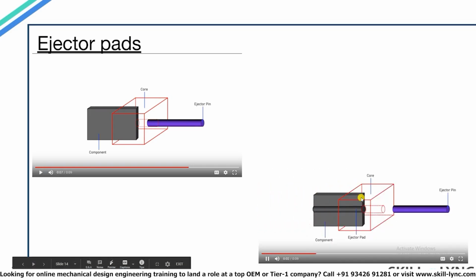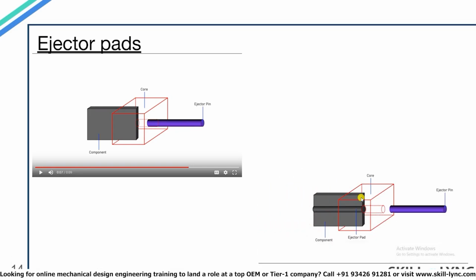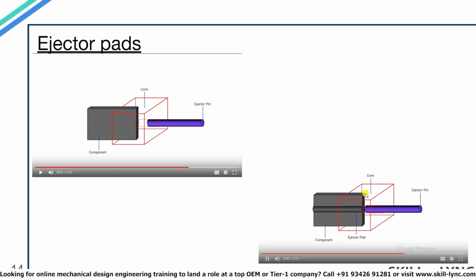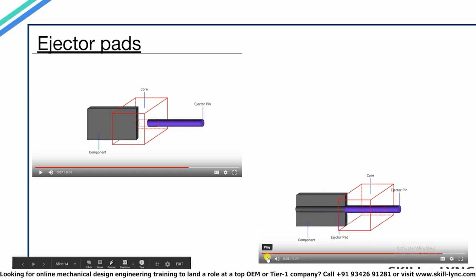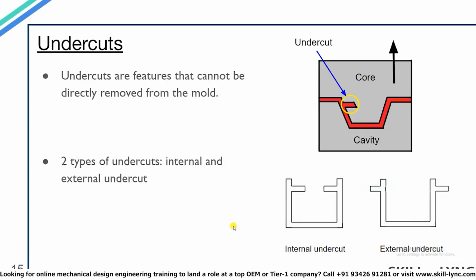Here in the second video, you can see that the thickness of a specific region of the component has been increased to 3 mm. This is known as an ejector pad. By doing this, we can ensure that the ejector pin will be able to easily eject out a part of thickness lower than the ejector pin thickness.